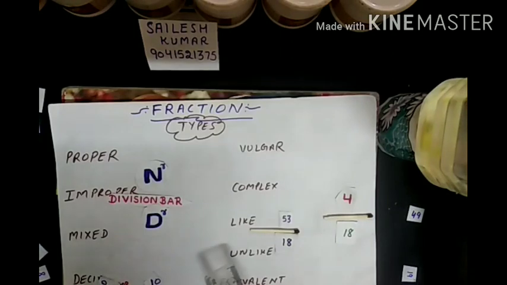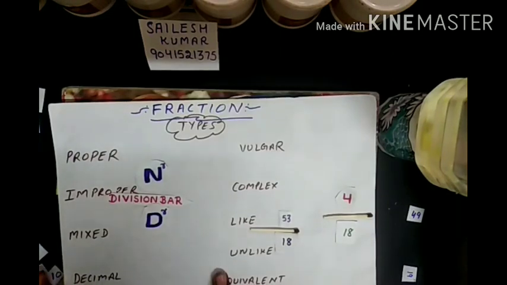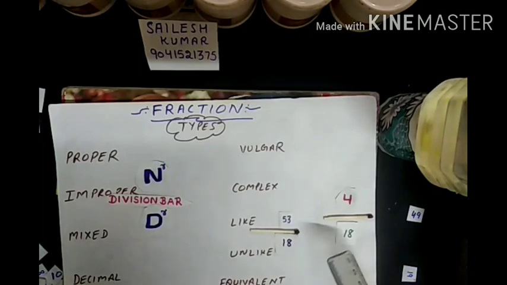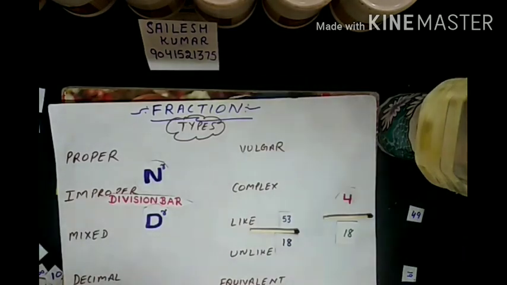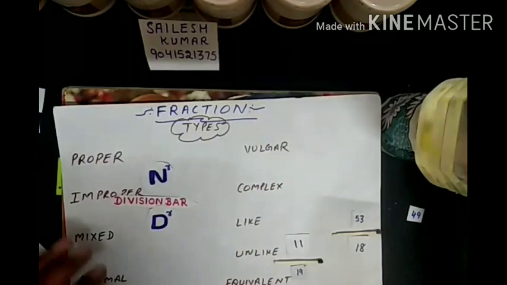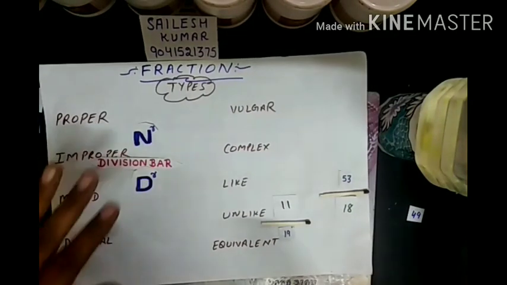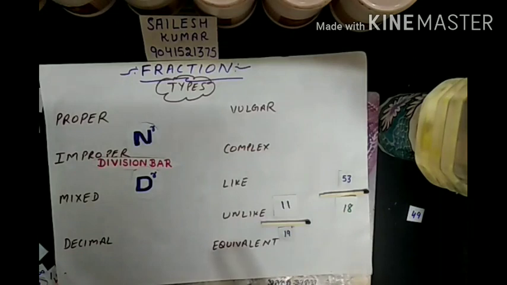Now the turn of like fractions. In like fractions, the denominator should be the same. Here in this fraction the denominator is 18 and here the denominator is also 18. But the numerator is different. Therefore these are called like fractions. Now unlike fractions. In unlike fractions, you can see that the denominators are not the same. Here the fraction is 11 by 19 and here the fraction is 53 by 18. So the denominators are not the same. Therefore these are called unlike fractions.